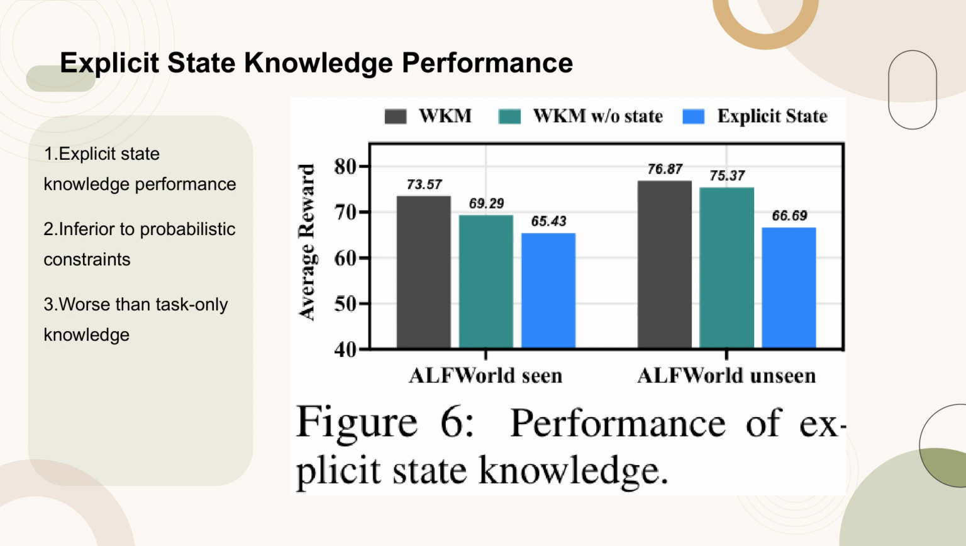In fact, the performance with explicit state knowledge is even worse than when only task knowledge is included. This highlights the inefficacy of extending prompts with extensive explicit natural language feedback for agent planning, suggesting that implicit knowledge constraints might be more effective.